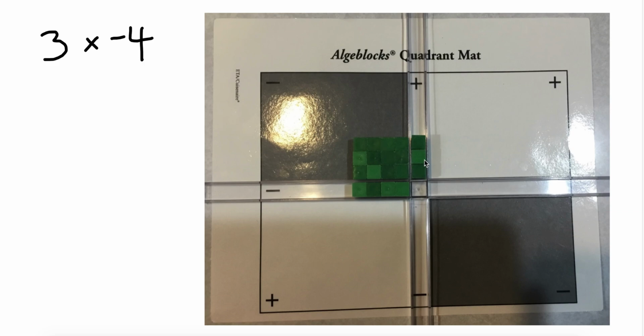We could also place the positive 3 up in this positive track and the negative 4 in this negative track, and we still get the same answer in the negative quadrant of negative 12. It really doesn't matter if you use the positive and negative here or the positive and negative here. You'll get the same answer.